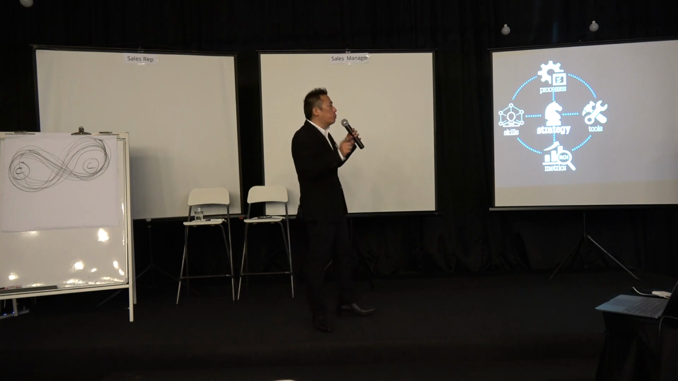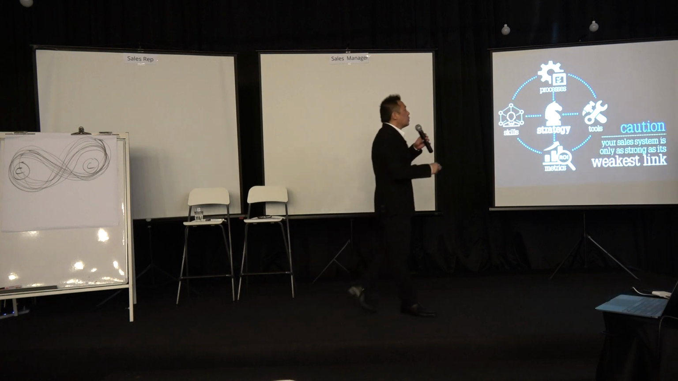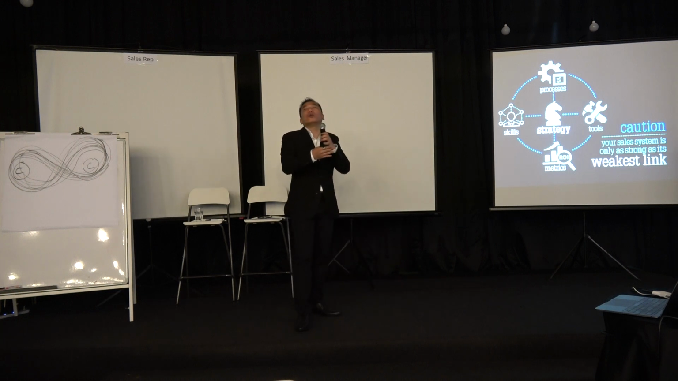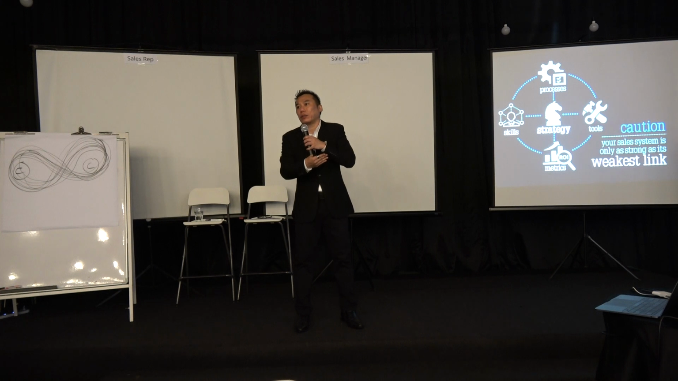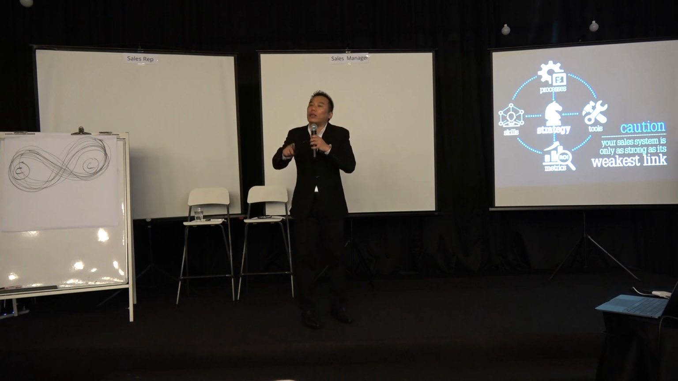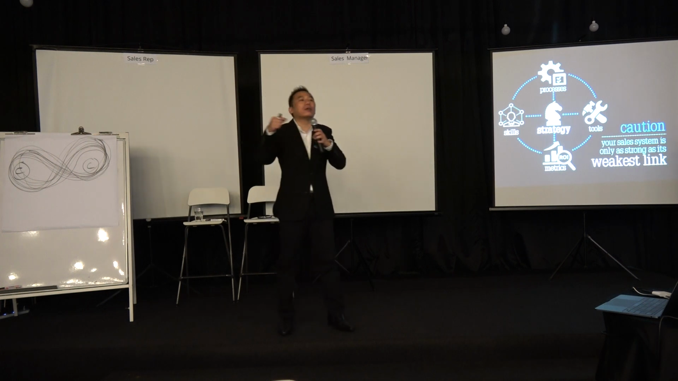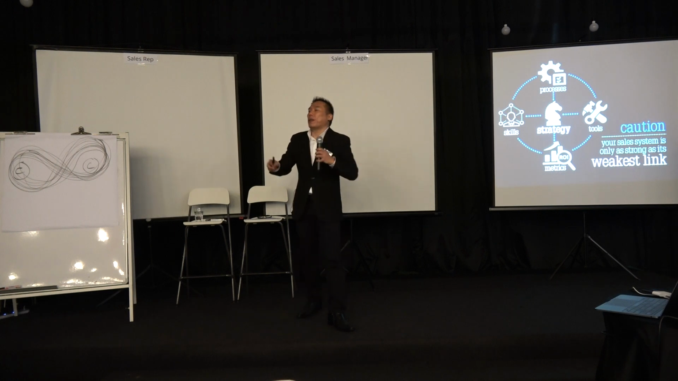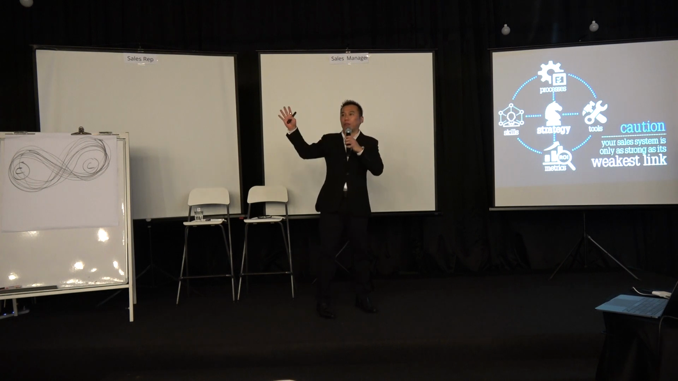But here's a very, very important word of caution. Your sales system is only as strong as its weakest link. I'm sure I don't really have to explain this, right? So your entire system is only as strong as its weakest link. So what do you need to do? Go back, identify your weakest link, improve it. Make sense? Okay. So are we good with this big picture thing?